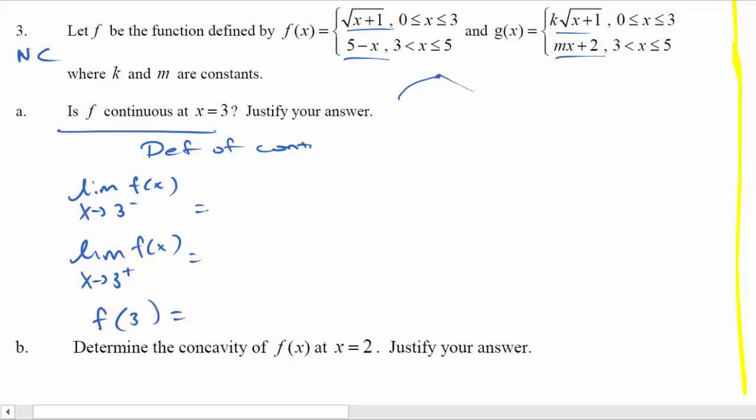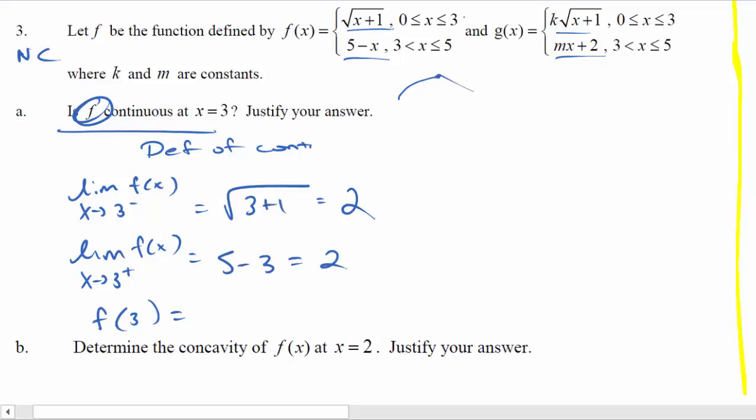Now, some people are asking, why do we know you're using f and not g? Well, again, it's asking, is f continuous, not g? So g has no bearing in this problem. As x approaches 3 from the left, we're using the square root function. Square root of 3 plus 1 equals square root of 4, 2. From the right, 5 minus x, 5 minus 3, which equals 2.